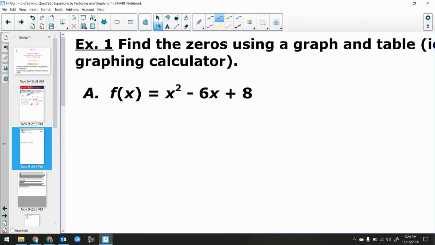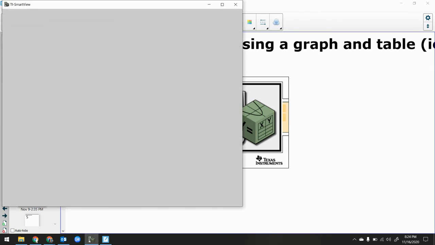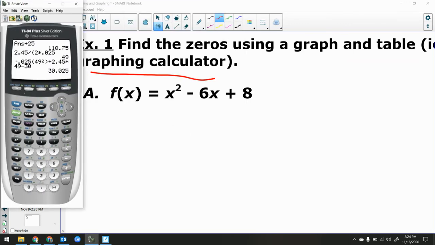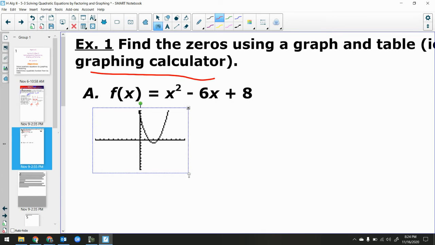All right. Now, finding the zeros using a graph and table, basically using a graphing calculator. So when you have your graphing calculator readily available to you, you can use it. Let me show you how. Everybody pull out your graphing calculators real quick. So to find the zeros, I'm just going to start by plugging it in. So we got x squared minus 6x plus 8. Okay, I'm going to zoom 6 because I'm not sure where my calculator's been. And that's my quadratic.